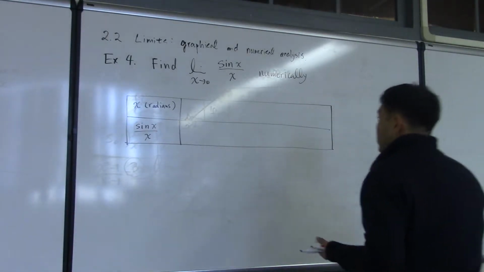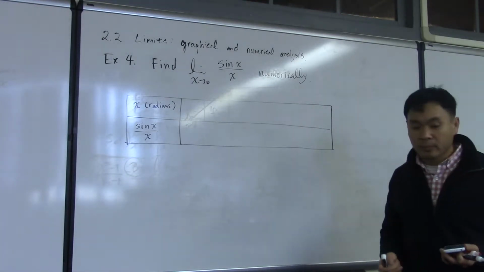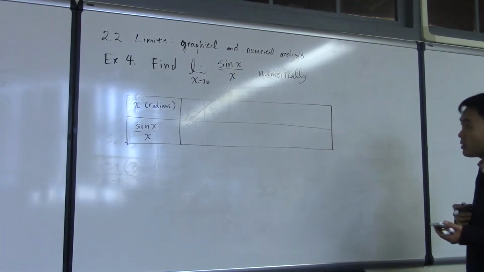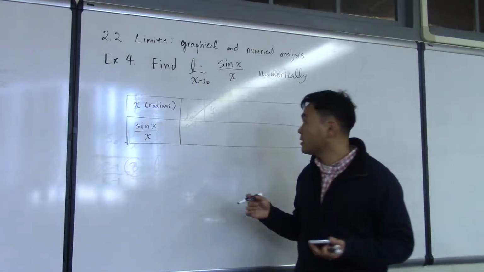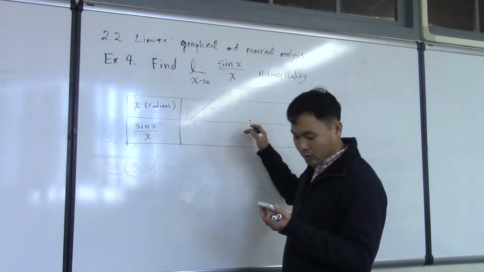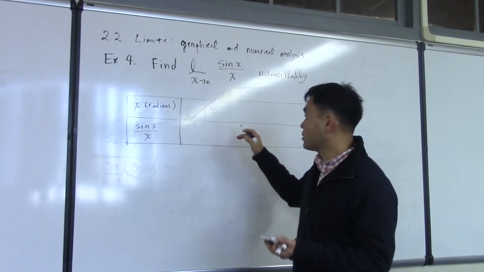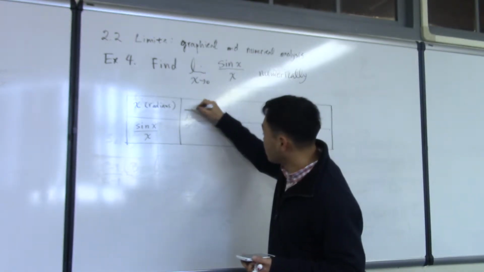Okay, this time we want to find the limit of sine x over x numerically. The way we want to do it is by thinking of values that get closer and closer to 0. So I want to start with negative 0.7.